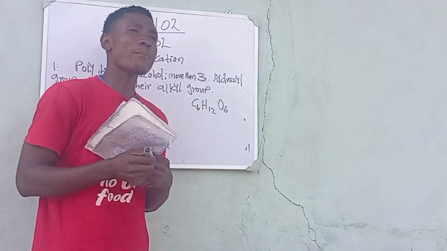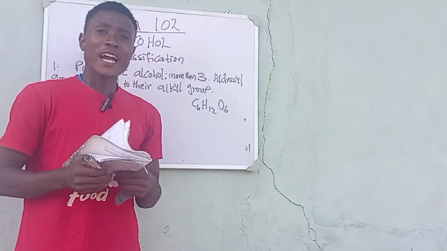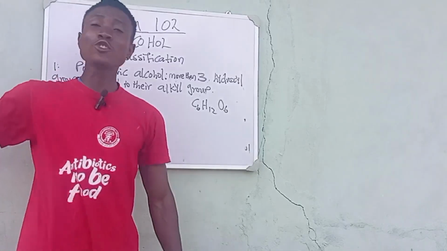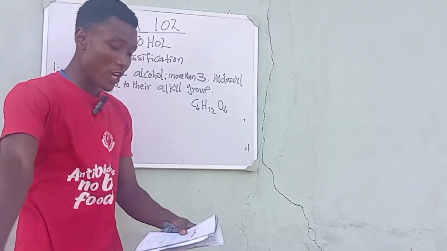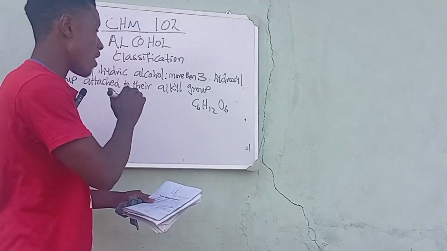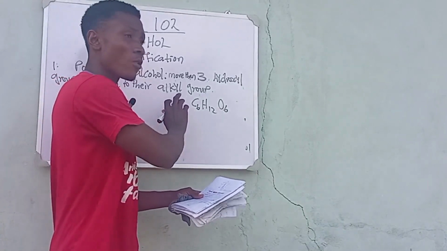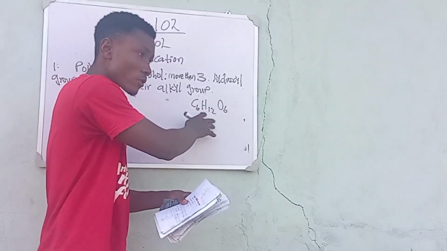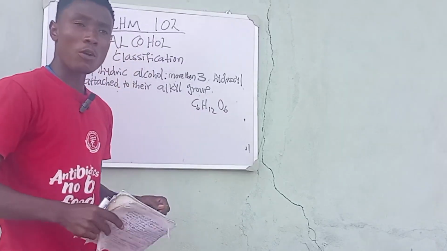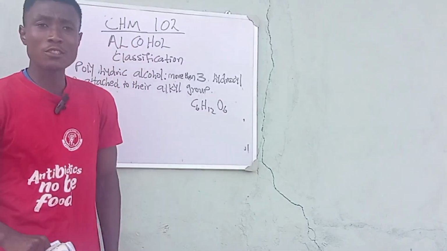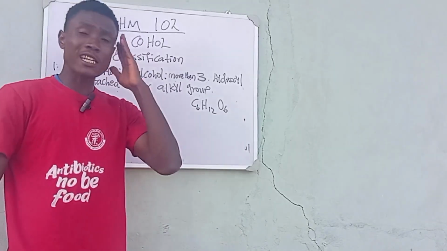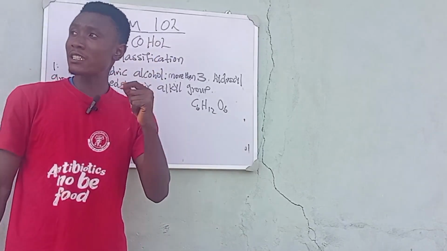This is a perfect example of a polyhydric alcohol, when the number of OH or hydroxy groups is more than 3. So just know that the classification of alcohol, that is the glucose, is a polyhydric alcohol. It is very, very important because you can get to see this in your exam. Example of a polyhydric alcohol is glucose.